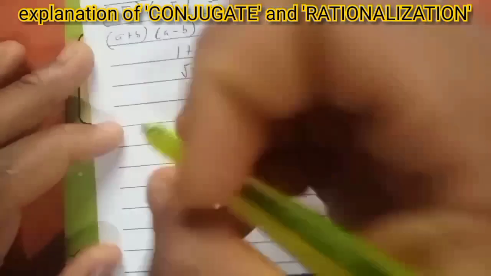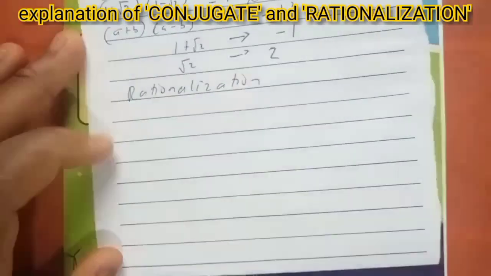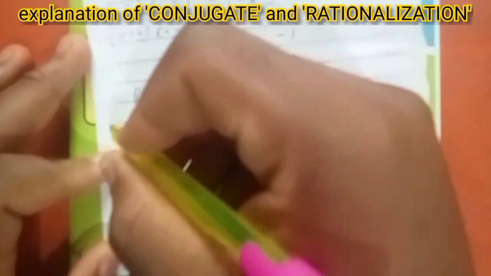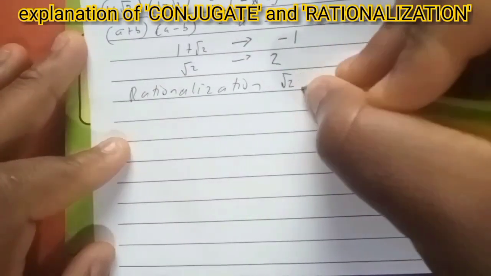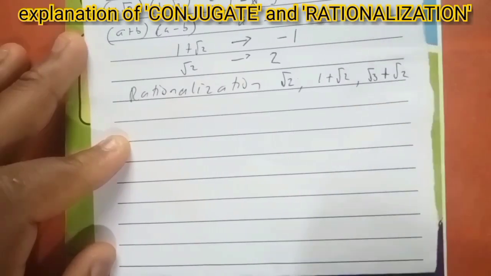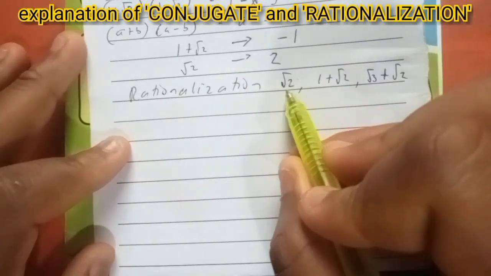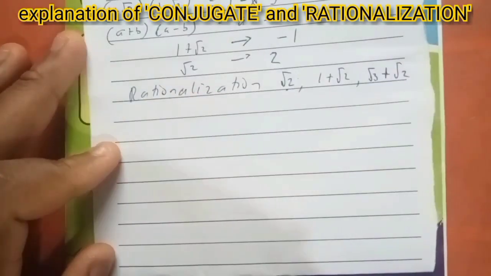Now, when conjugate is applied to rationalization, we are making the denominator a surd free number. It could be a combination of a surd and a number, or the combination of two surds, such as either square root of 2 or 1 plus square root of 2, or it could even be the square root of 3 plus the square root of 2. Now, if it is just a basic surd, like the square root of 2, we would multiply the numerator and denominator by the square root of 2.